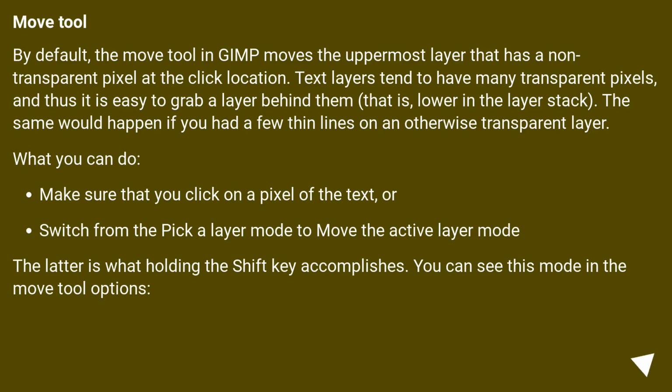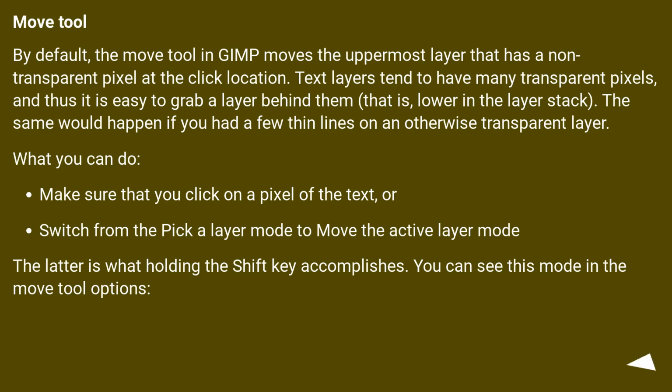Move tool. By default, the Move tool in GIMP moves the uppermost layer that has a non-transparent pixel at the click location. Text layers tend to have many transparent pixels, and thus it is easy to grab a layer behind them, that is, lower in the layer stack. The same would happen if you had a few thin lines on an otherwise transparent layer.